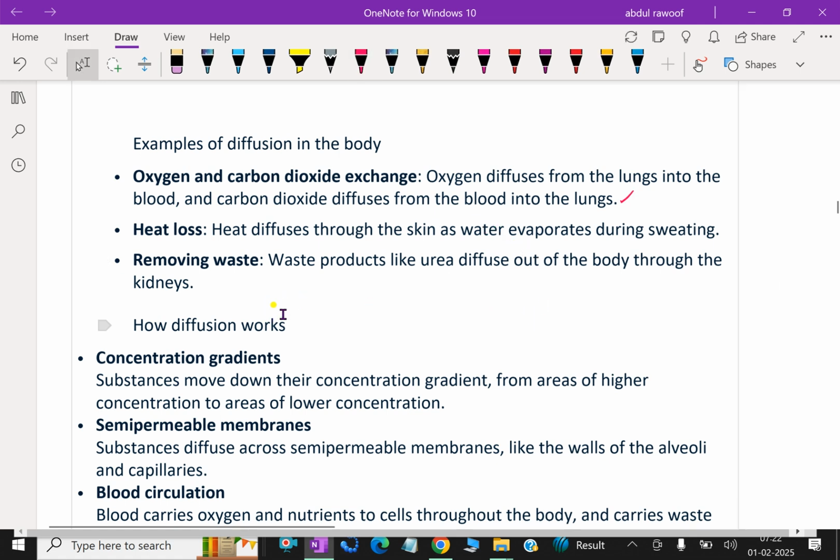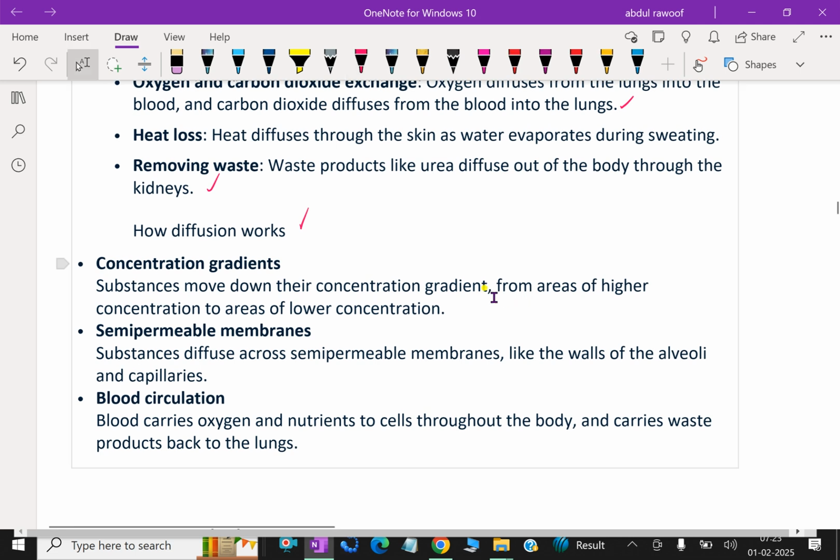Heat loss: heat diffuses through the skin as water evaporates during sweating. Removing waste: waste products like urea diffuse out of the body through the kidneys. How diffusion works.